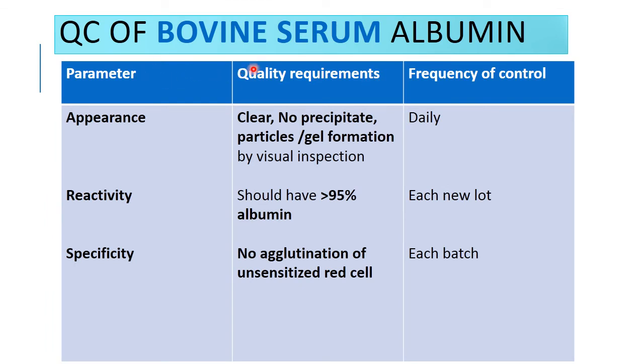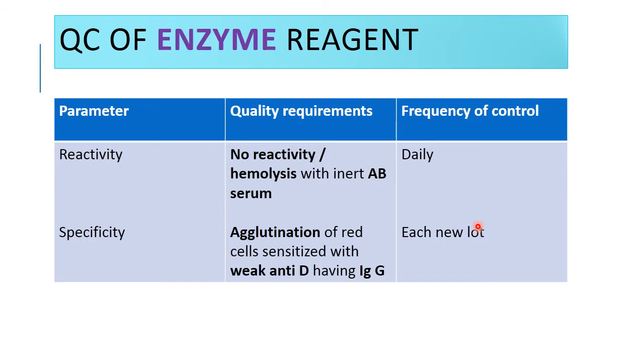Quality control of bovine serum albumin. Here also appearance: you should get a clear appearance without any precipitate, particles or gel formation by visual inspection. Reactivity: that should show more than 90 to 95% albumin. Specificity: there should not be agglutination of unsensitized red cells. So frequency, once again, either on a daily basis or with the new lots.